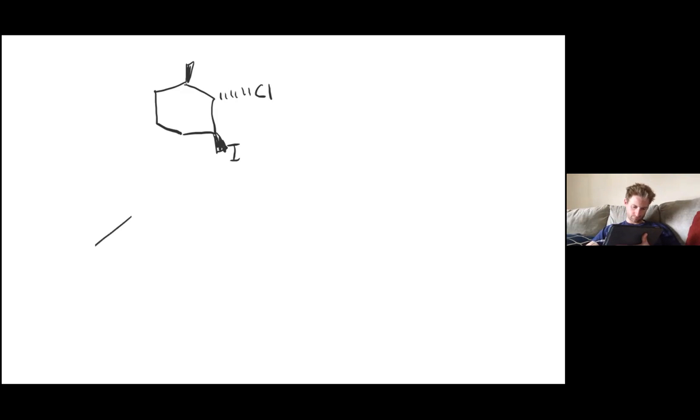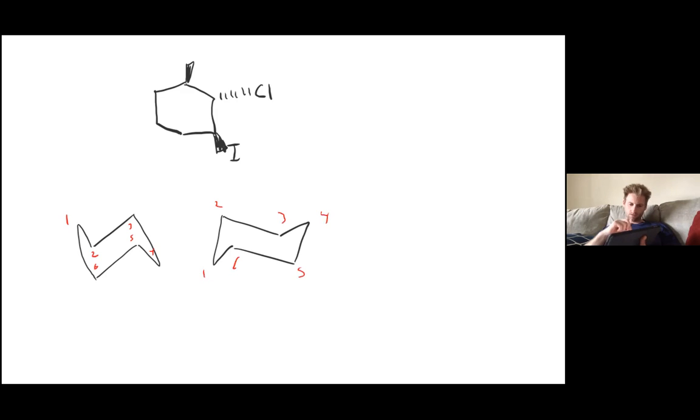So let's draw our two chairs. I like to make this position 1. Same thing over here. I'm going to assign this to be position 1. We don't really care about 4, 5, and 6. They don't have anything on them.